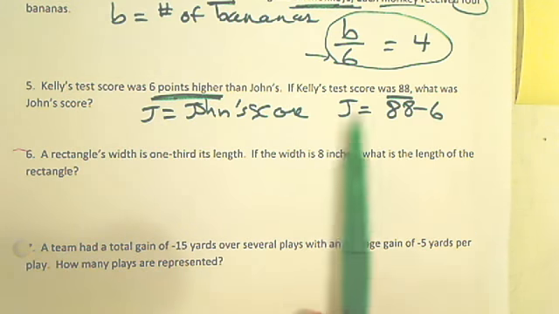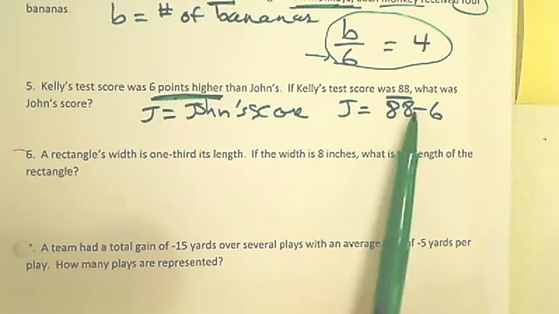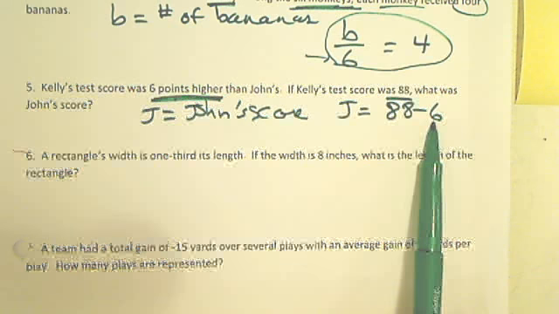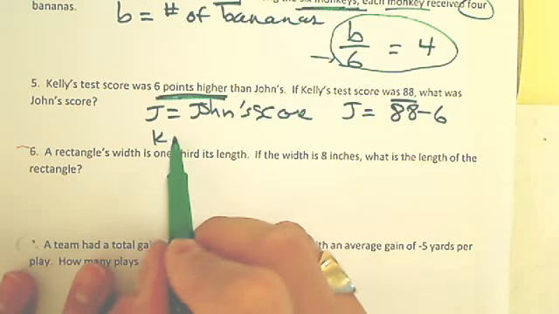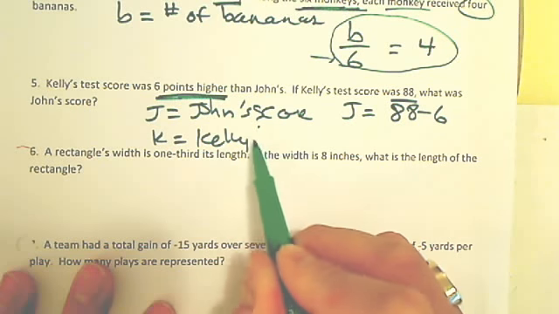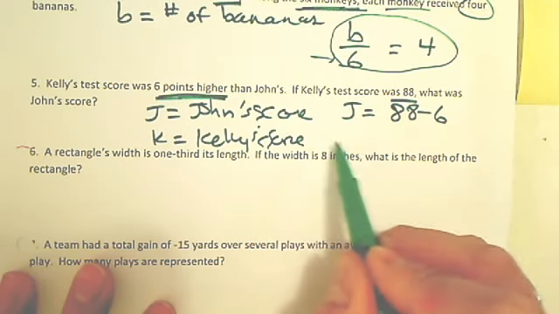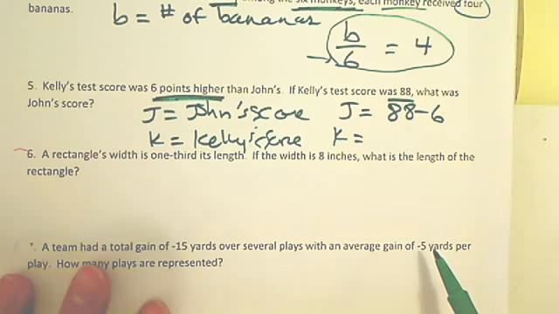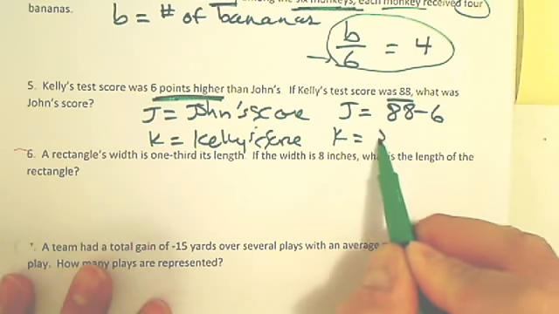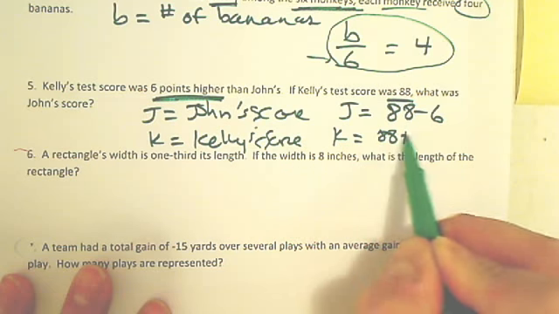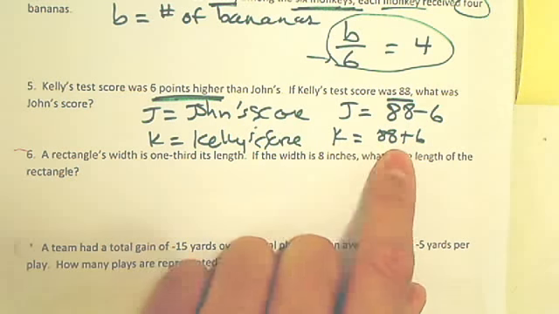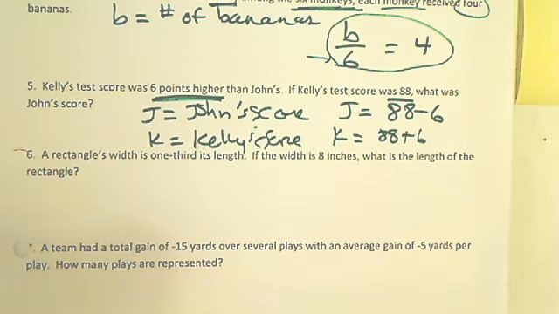Right. We know Kelly's score was an 88. We know John made a lower score. Subtract. If you let K equal Kelly's score, this is another way to think about this. Kelly equals 88 plus 6, right? That will be her score. So no matter which variable you identify, it's going to give you the same answer.